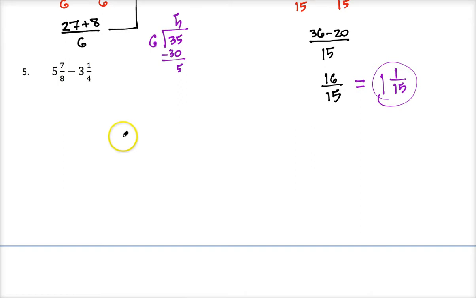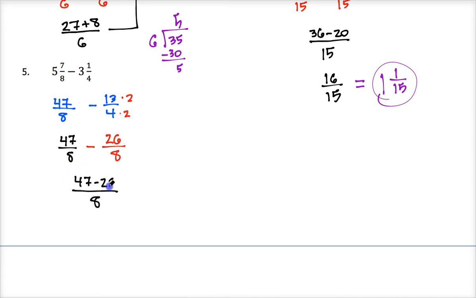Okay, finally number 5. 5 7/8 minus 3 1/4. 5 7/8 as an improper fraction is 47/8. 3 1/4 becomes 13/4. I need a common denominator of 8 and 4, and we know already from a previous example that's 8. So I'll change 13/4 to 26/8. So we have 47/8 minus 26/8.